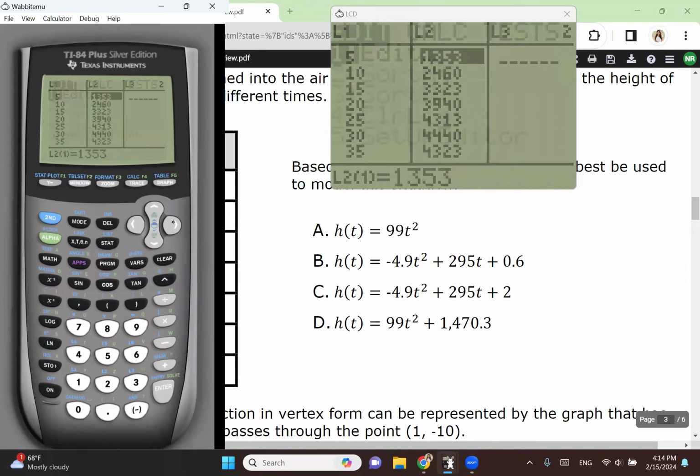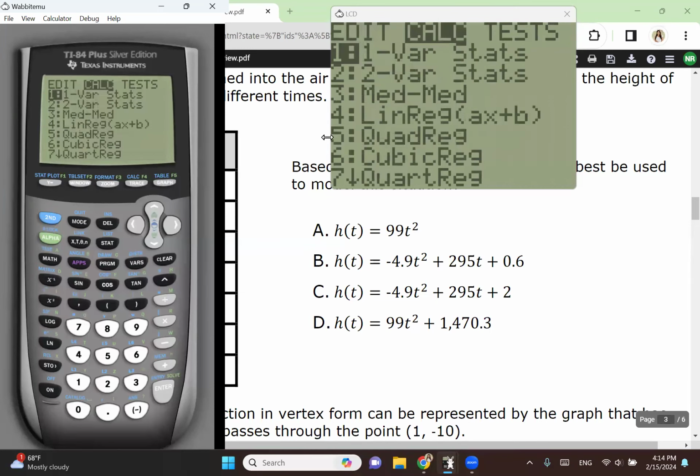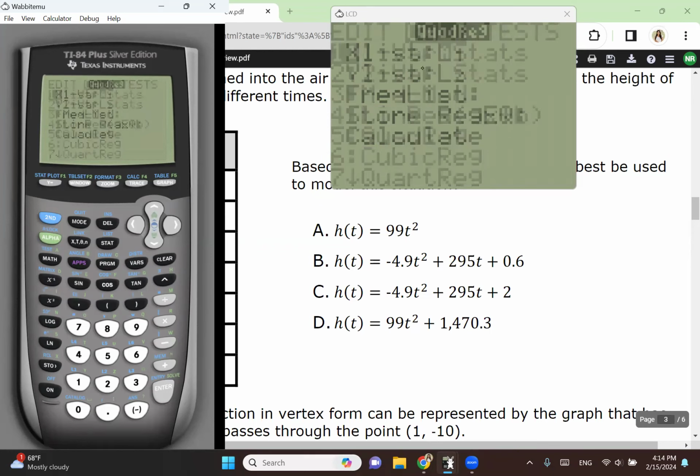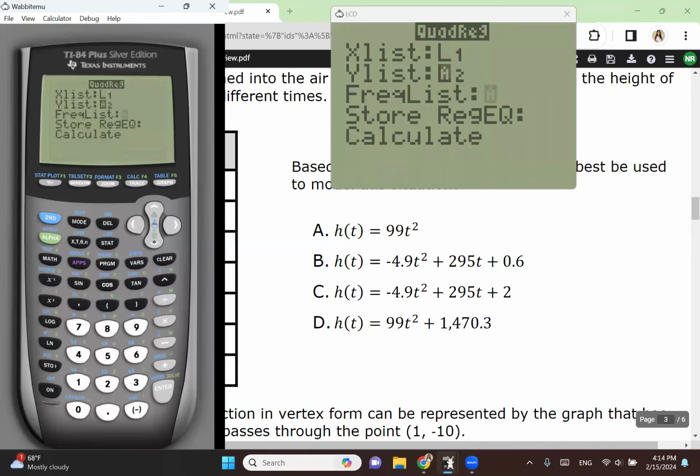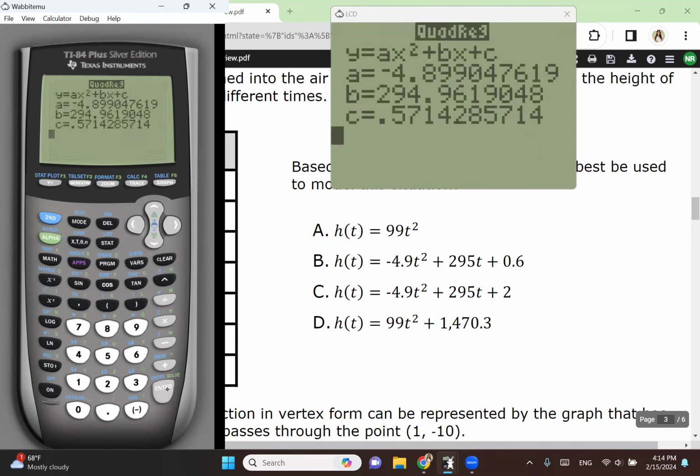Cool. Stat, calculate, 5 for quadratics. And in this screen, that should be familiar from linear regression. Alpha trace, enter, enter, enter. And then you just match up the numbers. Notice it's -8.9 or -4.89, so make sure you're picking the right one, 295. And then the last number is 0.57, which rounds up to 0.6. Okay.